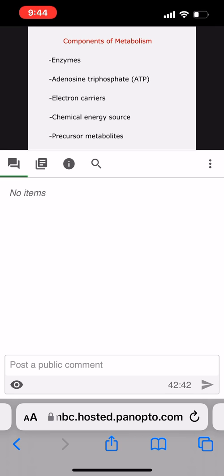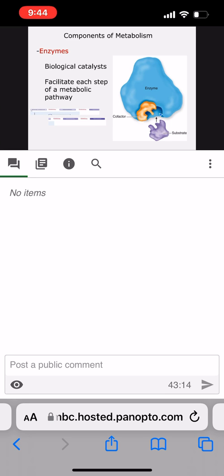Okay, so components of metabolism. I want to spend the remainder of today talking about enzymes. We're going to talk about ATP, electron carriers, chemical energy sources, precursor metabolites in the next couple of lectures, and their relationship to each other. I don't want to spend any time introducing them right now because we'll do that as we're going along. So let's talk about enzymes. You should all know that these are biological catalysts. What does it mean that they're a catalyst?